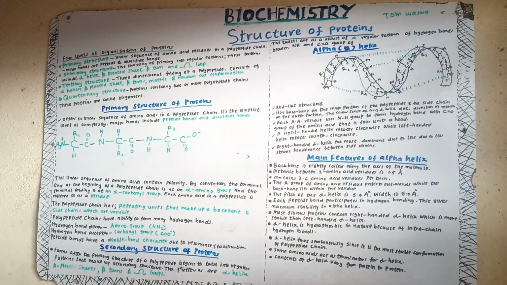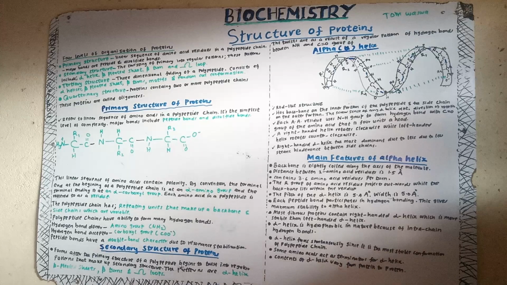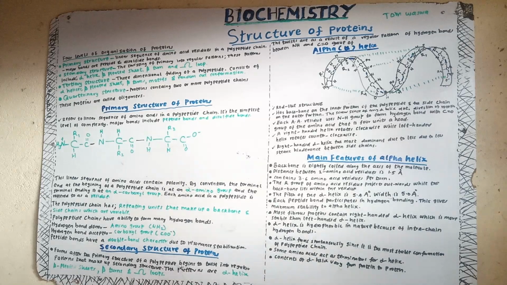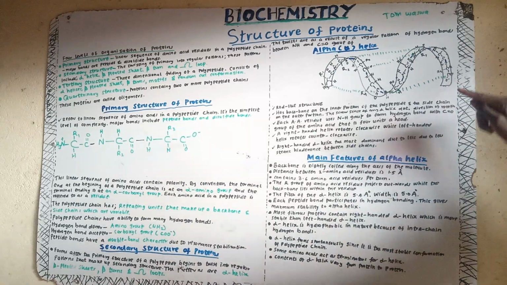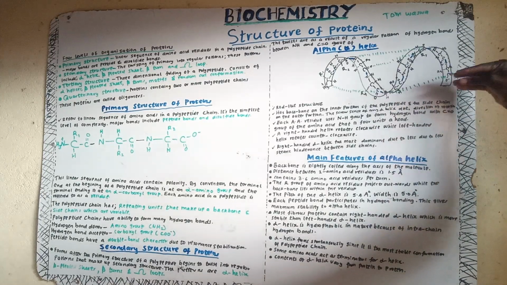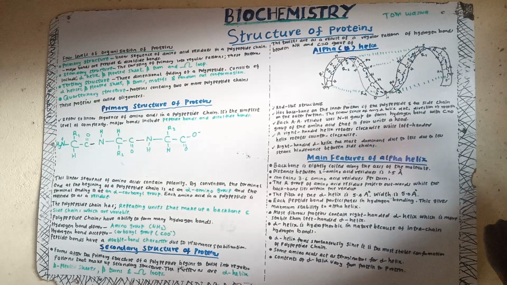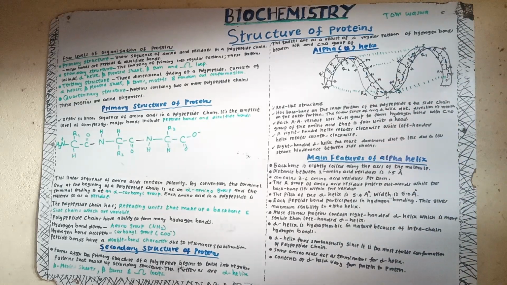So that is it. So let's look at the main features of the alpha helix. The backbone is tightly coiled along the axis of the molecule. When you look at it, it has a screw sense. It is tightly coiled around the axis of the molecule. Then the distance between two amino acid residues is 1.5 angstroms.